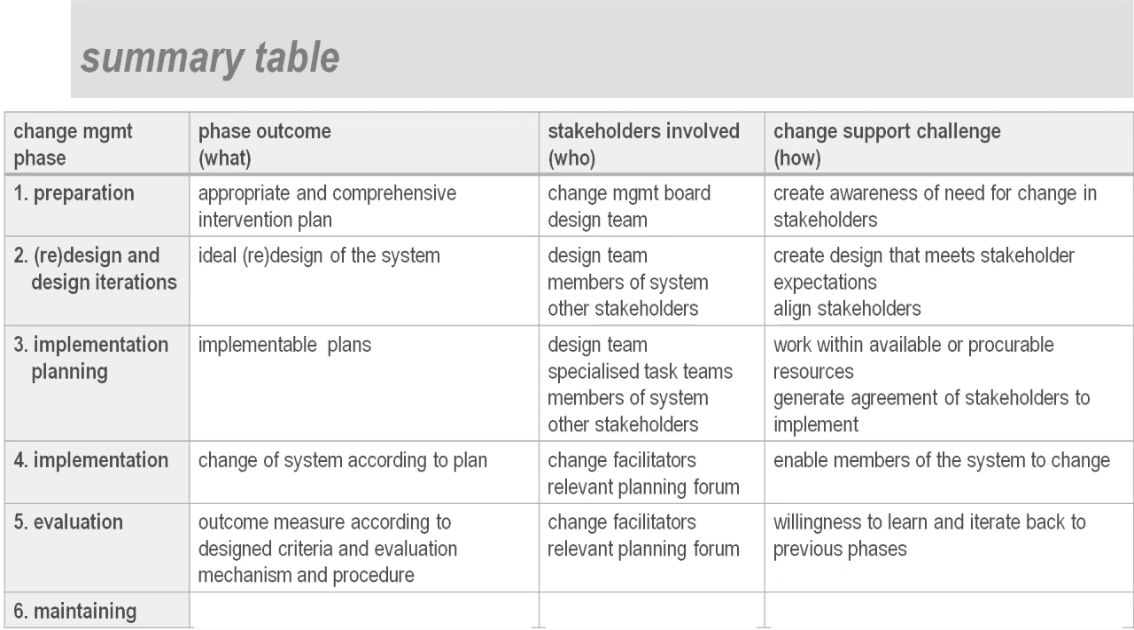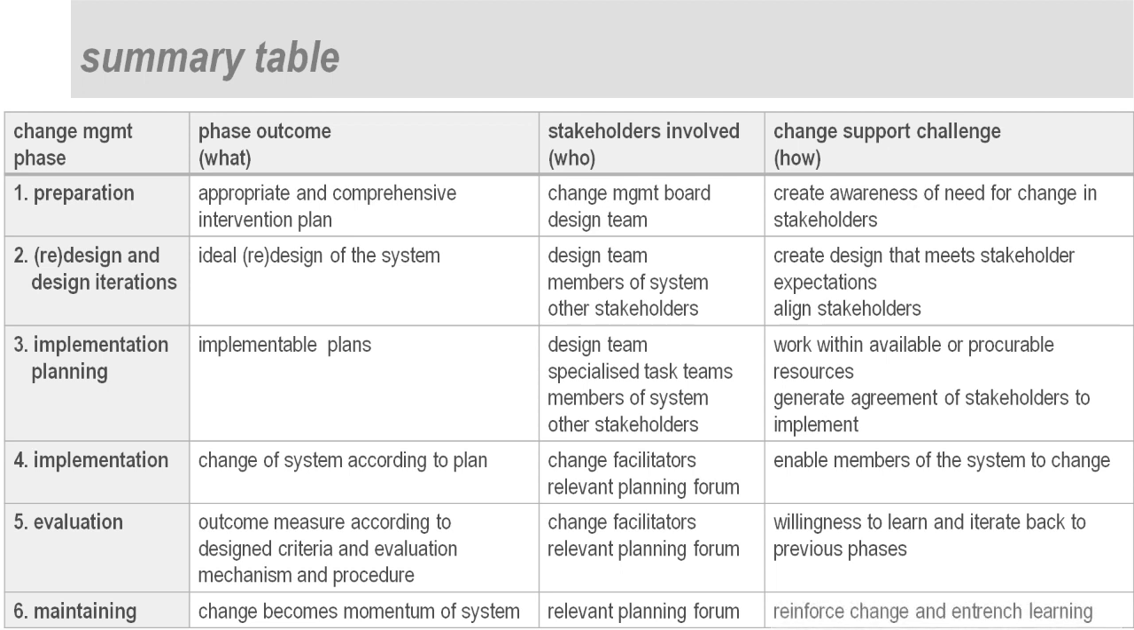The sixth phase is that of maintaining the change. The outcome is that the change becomes entrenched in the system and actually becomes the momentum of the system. The stakeholders involved here are the relevant planning forums who are maintaining their performance according to the change. The support challenge here is to reinforce the change, to make it part of the daily routine, and also to learn in an ongoing way and to entrench that learning in the knowledge repositories.